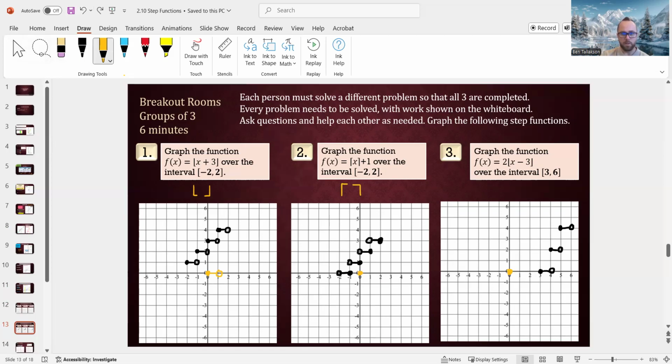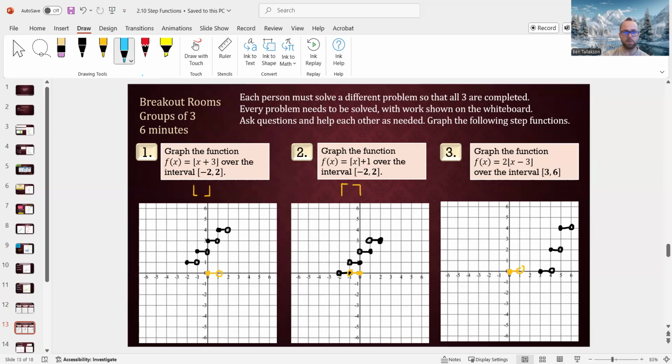This should be an open dot there. There we go. Now we're in business. We have our first line segment for all 3. We need to know where to move them. Okay, so let's look at this.